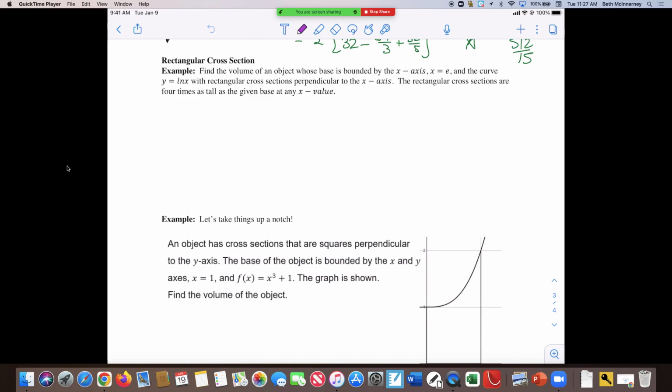Let's look at a rectangular cross-section. It says, find the volume of an object whose base is bounded by the x-axis, the vertical line x equals e, and the curve y equals the natural log of x, with rectangular cross-sections perpendicular to the x-axis. The rectangular cross-sections are 4 times as tall as the given base at any x value. So let's go ahead and make a sketch of the region to know what we're even talking about.